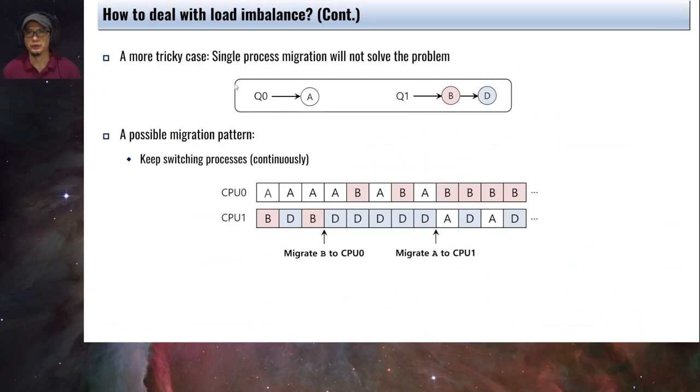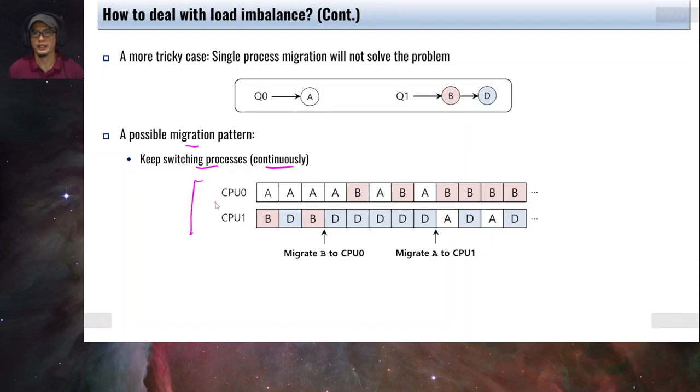A more tricky case would be where a single process migration may not solve the problem, because if you only migrate one process, over time the previous scenario will arise again. So a possible approach would be to keep switching processes continuously. You do not perform just one migration; you do the migration continuously. This is an example of that.